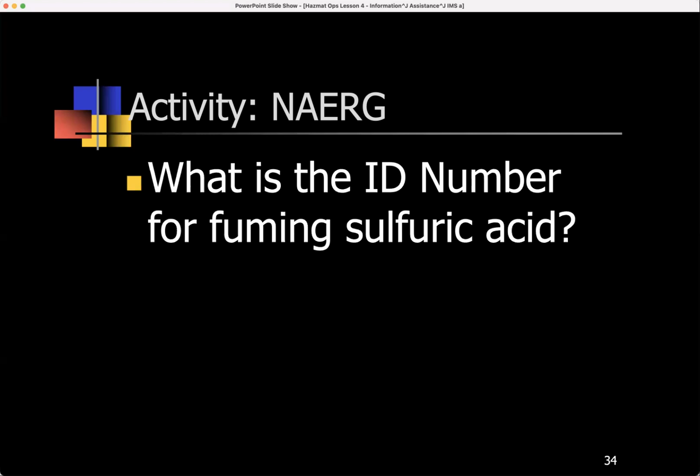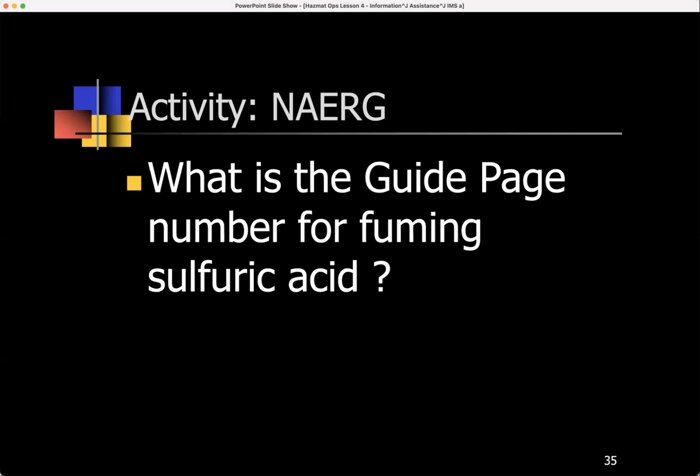What's the UN ID number for fuming sulfuric acid? So we look up sulfuric acid, comma, fuming. And we find out the UN ID number is 1831. Find out what the guide is. What section would we look at? We would look up in the blue section because that's where materials are listed by their name. So what's the guide number? It's 137.